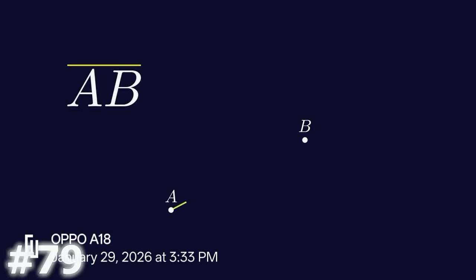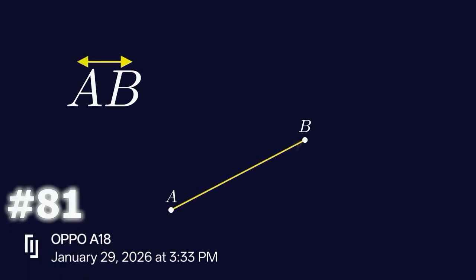Bar over 2 points represent a line segment between those points. Arrow over 2 points represents a ray starting at the first point and ending at the second point. Arrow pointing in both directions represents an infinite line passing through both points.